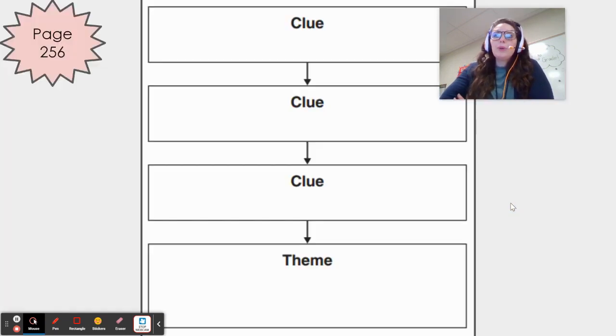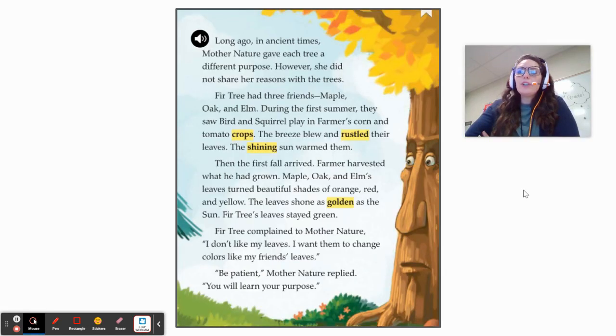You will open your practice book to page 256, and you should see this graphic organizer. Together, we are going to find 3 clues which hopefully lead us to the theme of our story. Our story, Why Fir Tree Keeps His Leaves, is a myth. This means it is a made-up story that is trying to explain something about the world. In this case, it is trying to explain why some trees have leaves and why others lose their leaves in the winter.